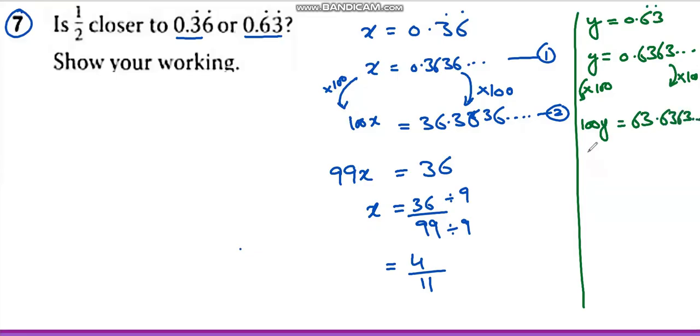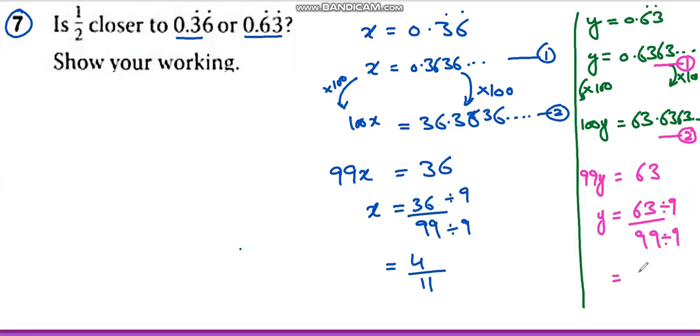Now we can subtract equation 1 from equation 2. If we subtract, we get 99y on the left side, and on the right side we get 63. If we divide both sides by 99, we get 63 over 99, and now we can divide both numerator and denominator by 9, because 9 is the highest common factor. So we get 7 divided by 11, and this is y, meaning 0.63. Now let's find the distance of 1/2 from 4/11 and 1/2 from 7/11.